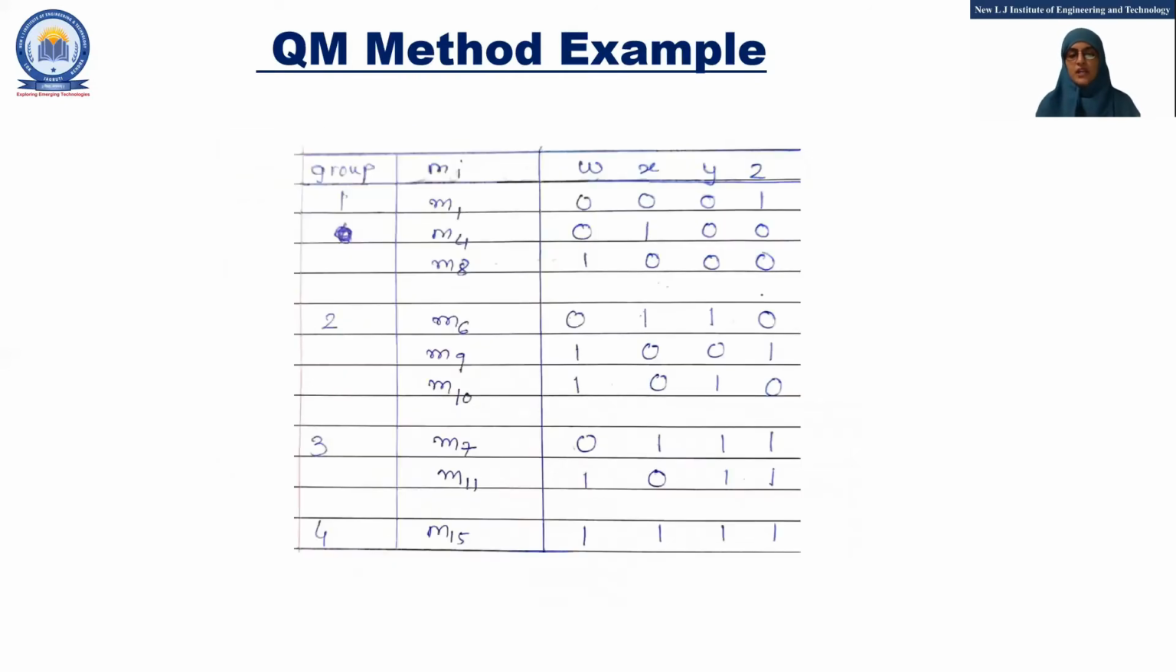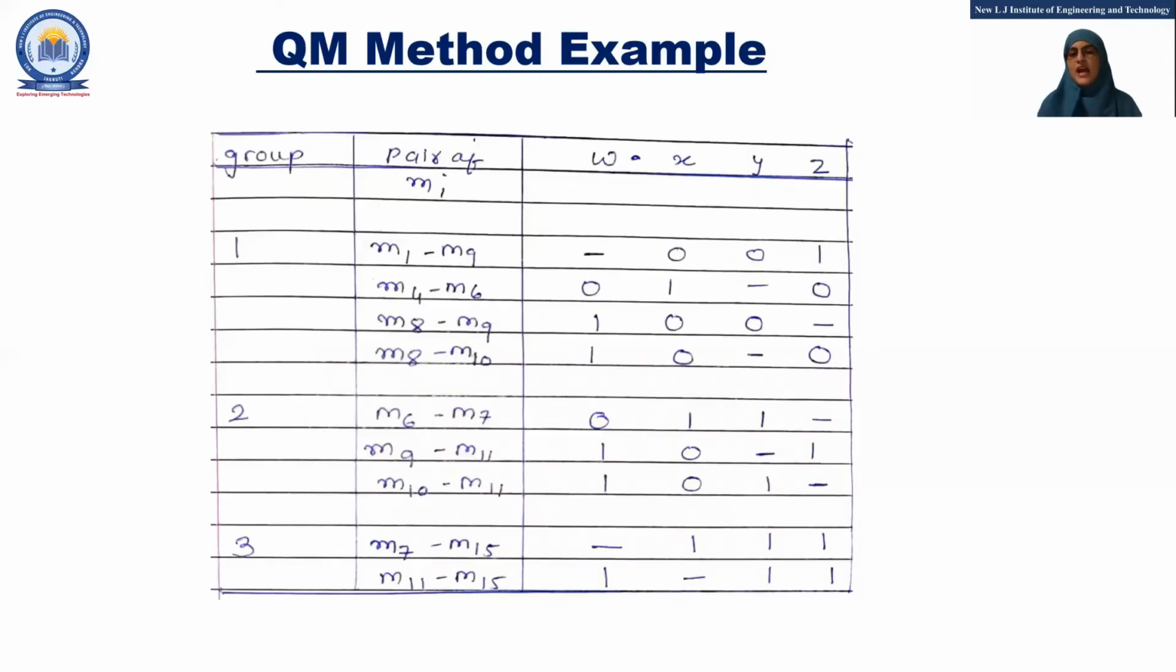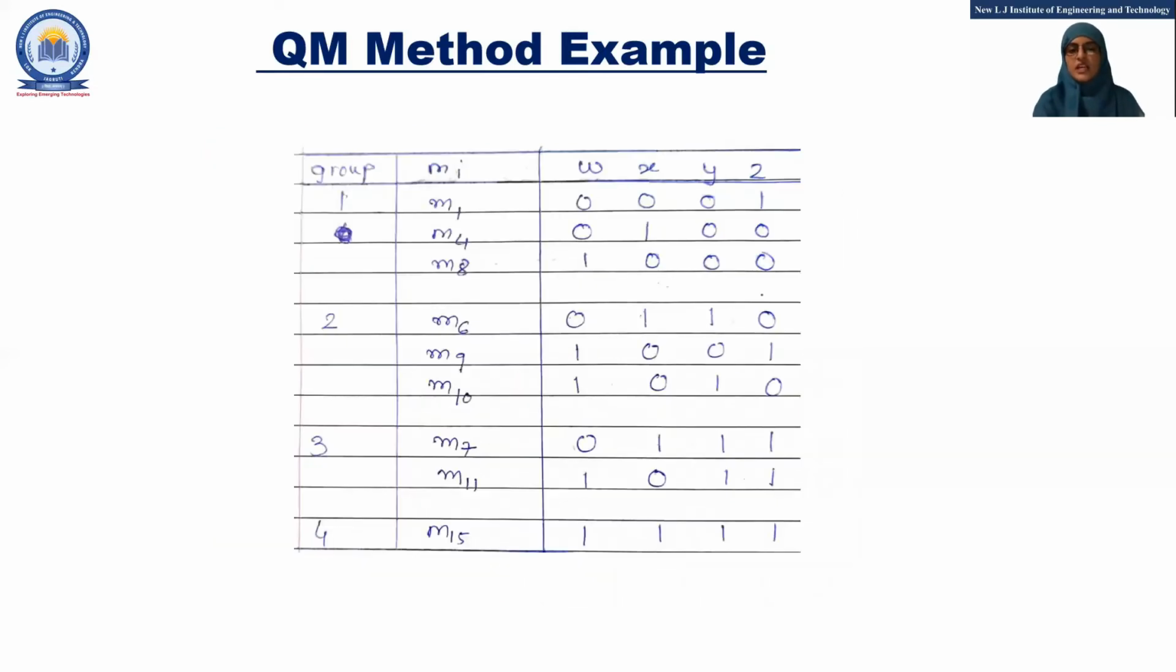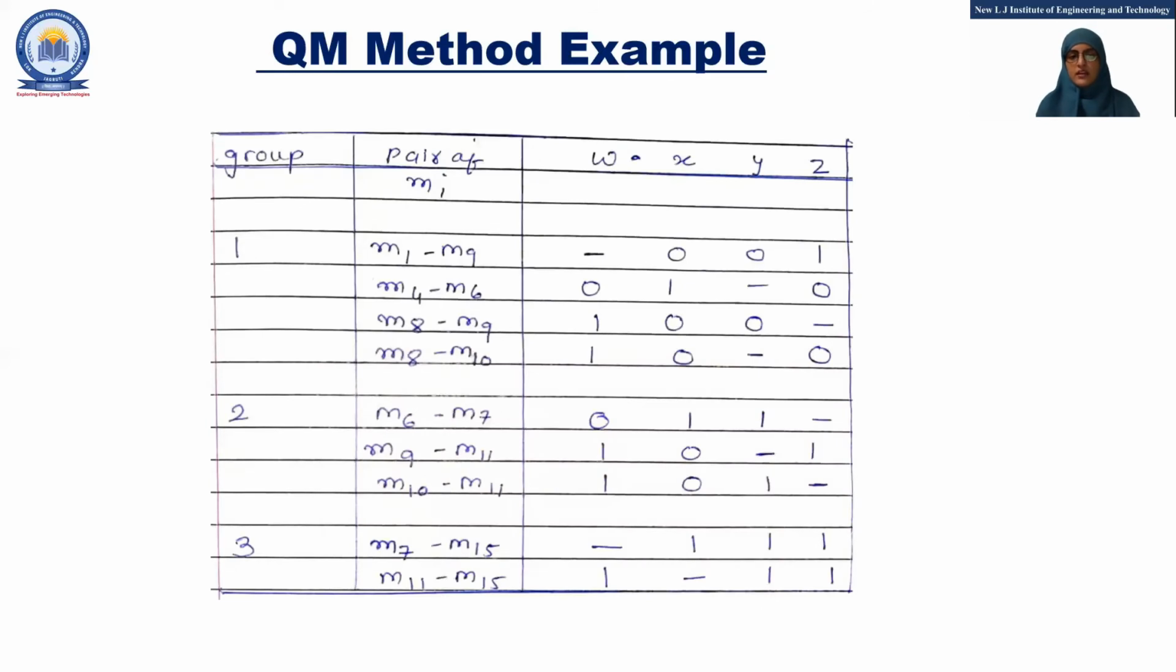Next, we have to compare group 2 and group 3. For group 2 and group 3, M6 and M7 is a possible pair. Here the Z bit is changing. For M9 and M11, the Y bit is changing, and for M10 and M11, the Z bit is changing. Next, we have to compare group 3 and group 4. Here for M7 and M15, the W bit is changing, and for M11 and M15, the X bit is changing.